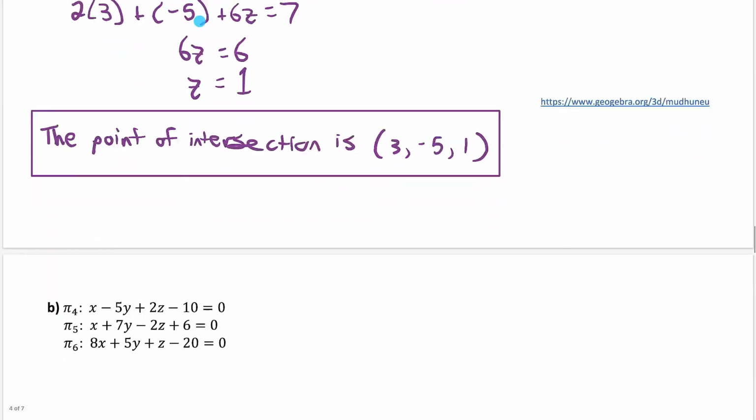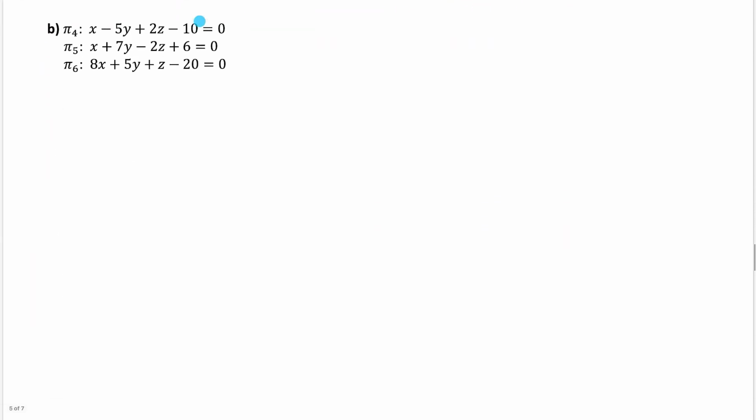All right, let's move on to part B. So in part A, the three planes all intersected at a single point.